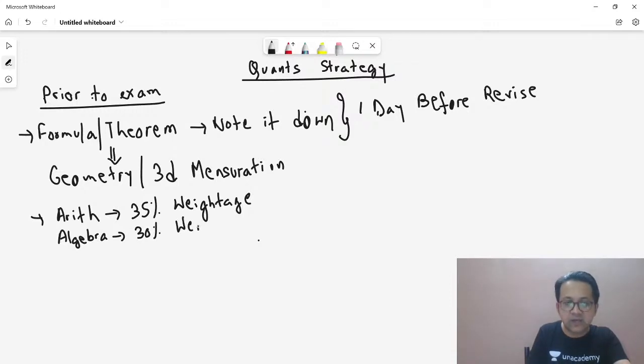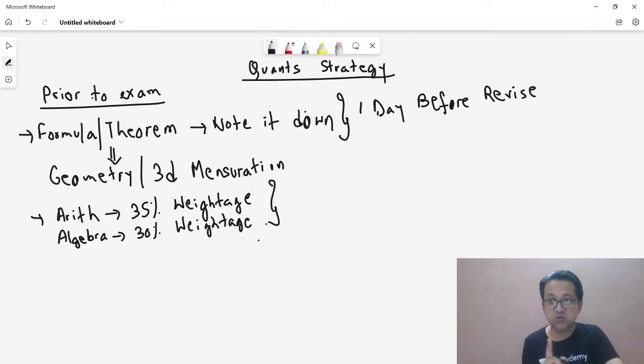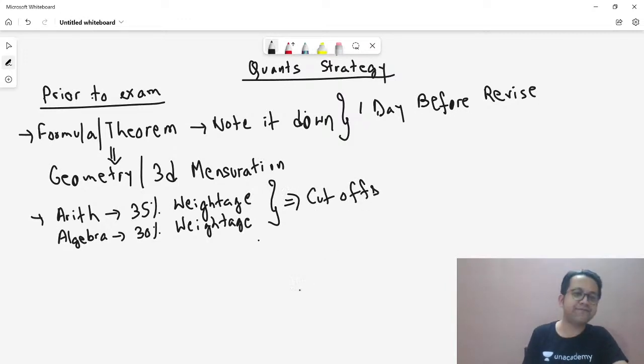It means if you do very, very well in these 2 sections, it will help you clear your cutoffs. Hence, prepare these 2 topics, these 2 blocks really, really well.